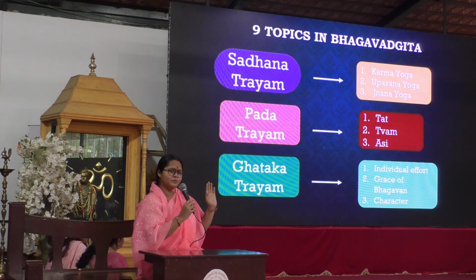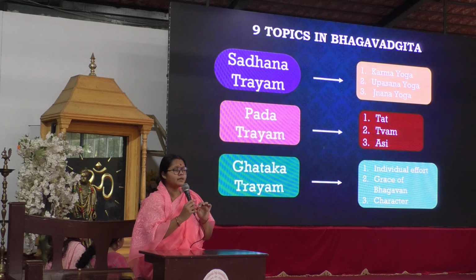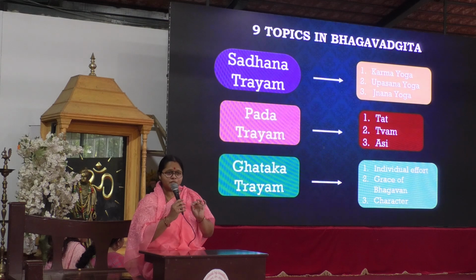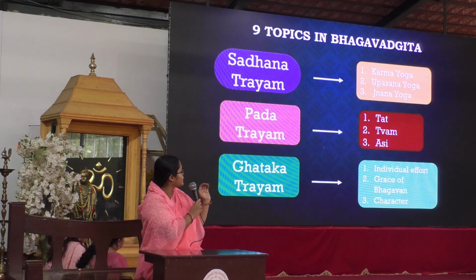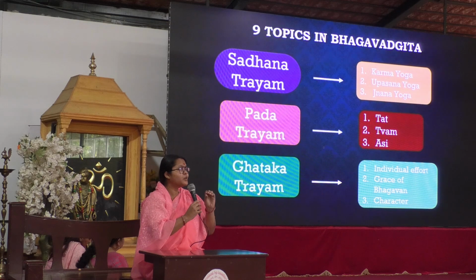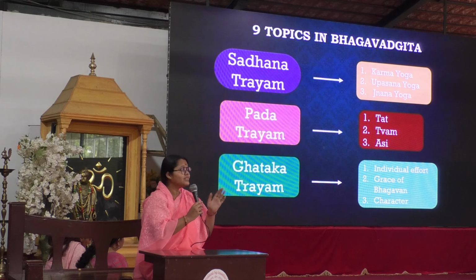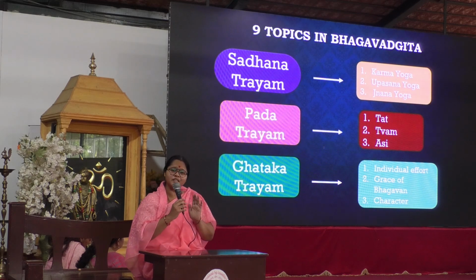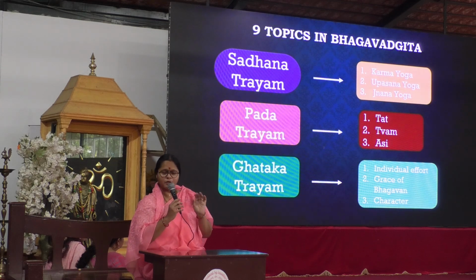So Sadhanatrayam, 3 topics. Padatrayam, 3 topics. 3 plus 3, 6. Then the last, Ghatakatrayam. Ghataka means factors which influence our success, especially in spiritual growth, also in material success. They are individual effort. So our free will we have to use to attain anything in life, material goal as well as spiritual goal. Then the grace of Ishvara is also required. So with both factors put together, we can succeed in any path we have taken.